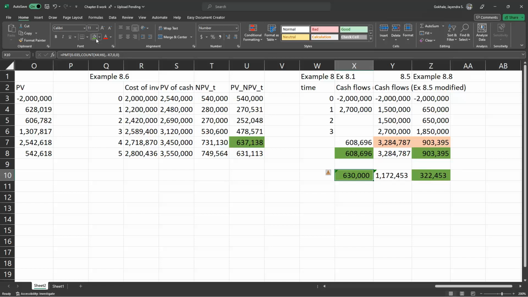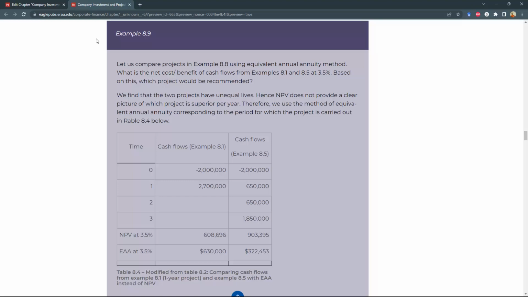Generally speaking, equivalent payments go up as the present value goes up. However, if the time periods are different, then there might be changes. And that is the importance of this example 8.9. So which one do we choose based on the equivalent payment method? Well, we'll choose the 1-year project because its equivalent annual payments are higher.